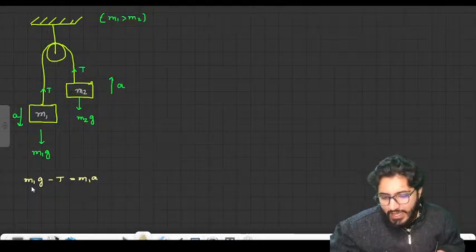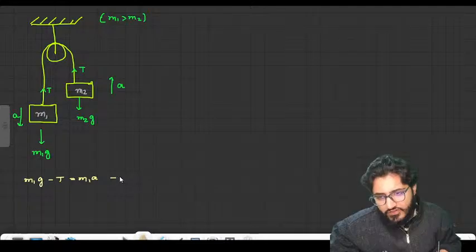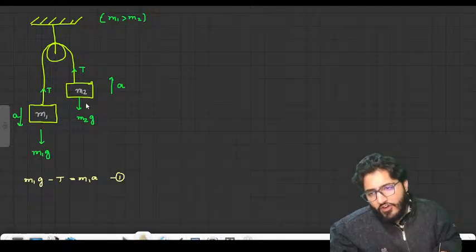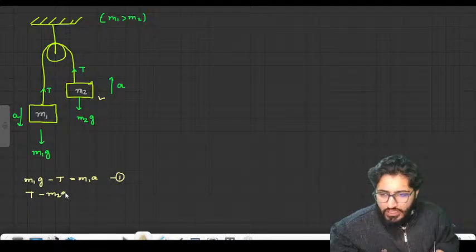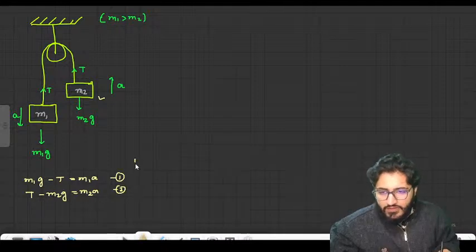Can I write now m1g minus T equals m1a? It is the first equation. Now for this one, which one is more? T is more, now it is going up. So can I write now T minus m2g equals m2a? Second equation. Add both the equations, what will you get?